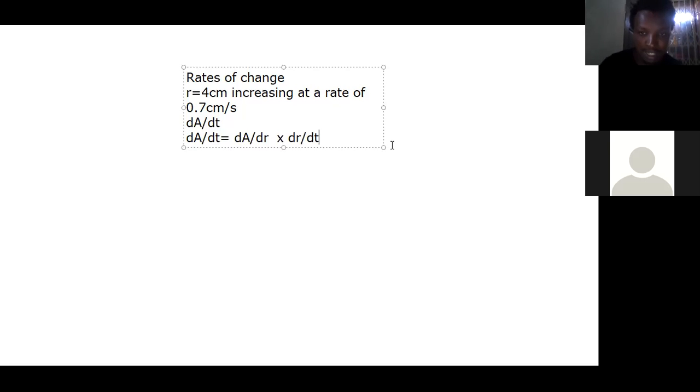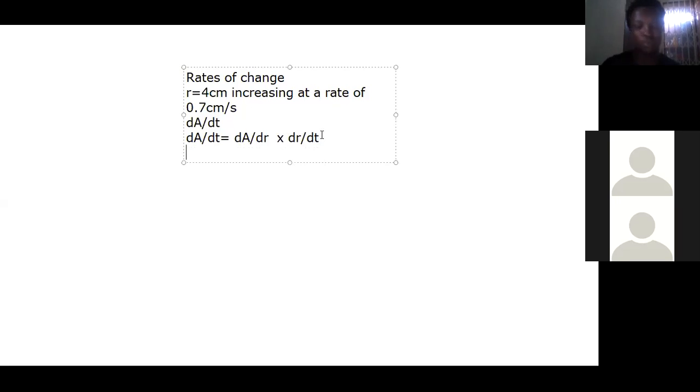Now, this is the same thing. I hope you know that the whole of this is the same as this. We just express it differently. Because when you write it in your books, this and this will cancel, and you still get dA all over dt. I hope you know that.